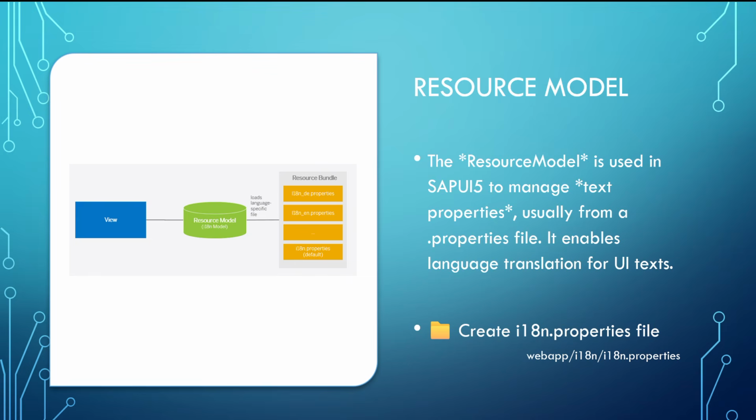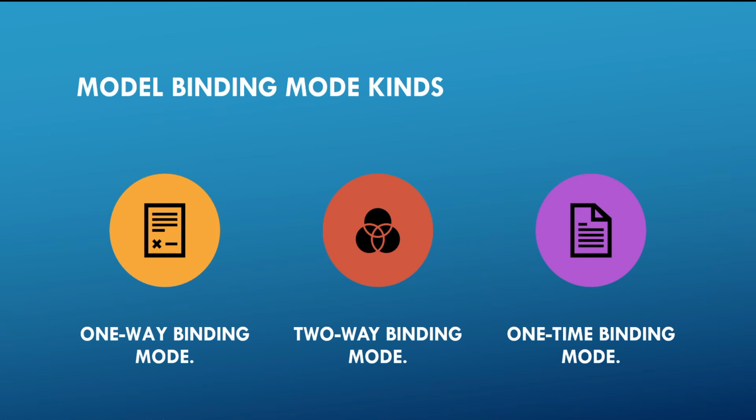Finally, what I'm trying to say is, for this resource model, we call it one-time binding. Mainly, we use this resource model for translation purposes. And what are the model binding modes? If you see here, we have the JSON model, the resource model. How many ways can we bind them in UI5? One-way binding mode, two-way binding mode, one-time binding mode. This resource model is in one-time binding mode.